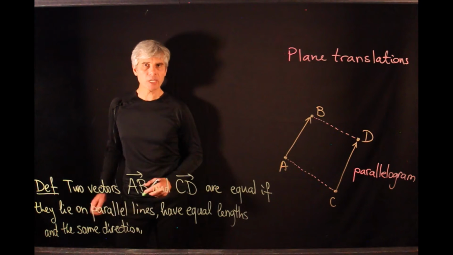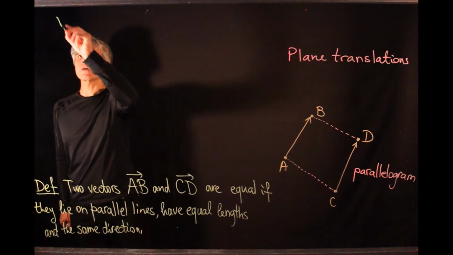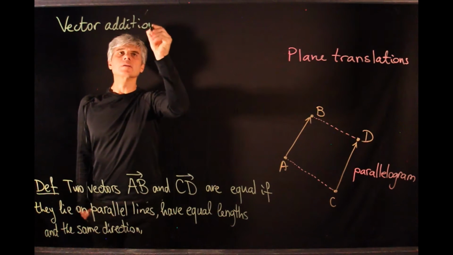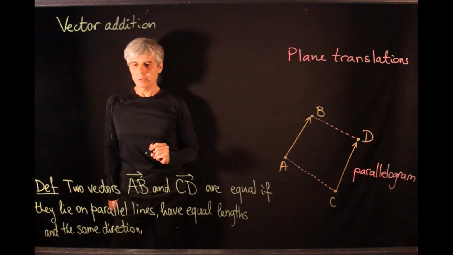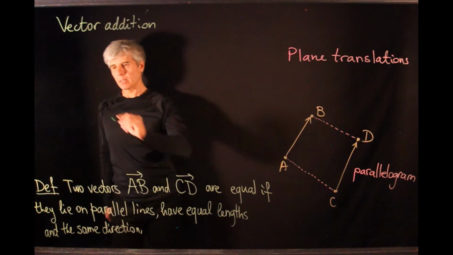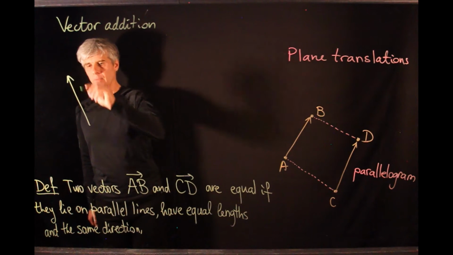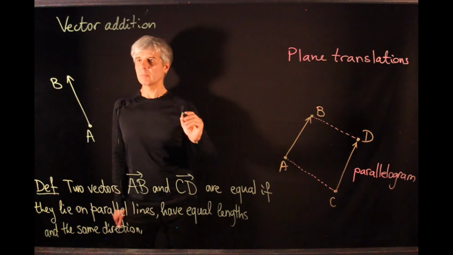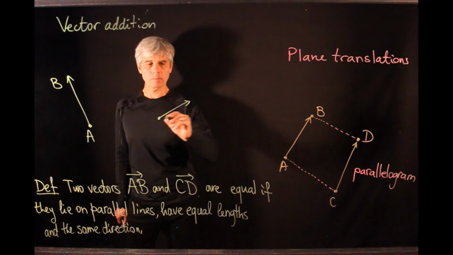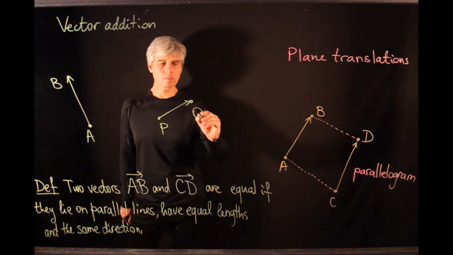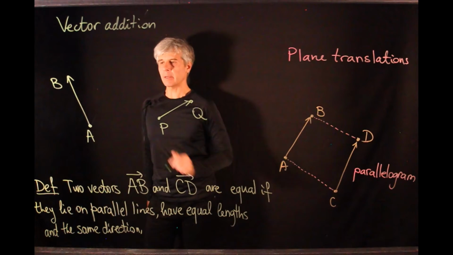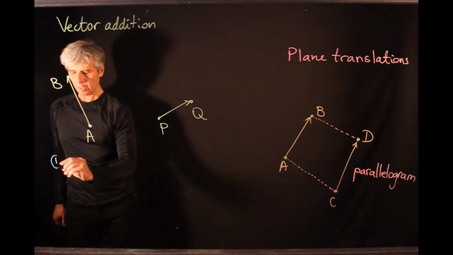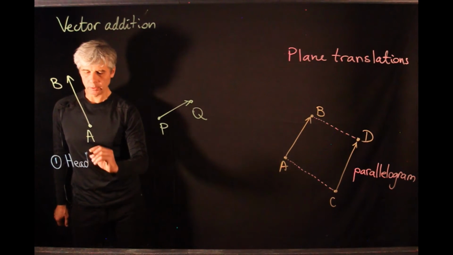Let us talk about operations on vectors. And we start with vector addition. So we want to add two vectors. Say we have one vector AB and say another vector PQ. Right? So how can we add these two vectors? There are, in fact, two equivalent ways of doing this. The first way is called head-to-tail rule.